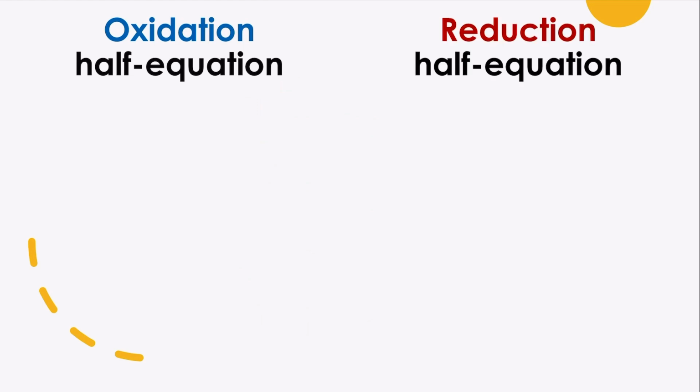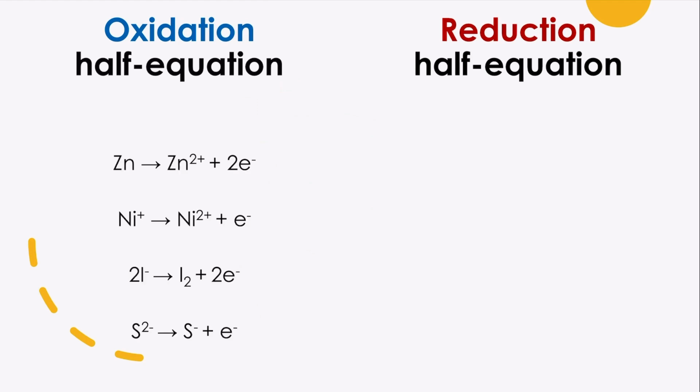reduction half equation. The oxidation half equation could be presented in different ways. As we can see, all half equations that we have here are reflecting oxidation. You can see here from a neutral atom to positive ion, from positive ion to more positive ion, from negative ion to a neutral molecule, from negative ion to less negative ion.